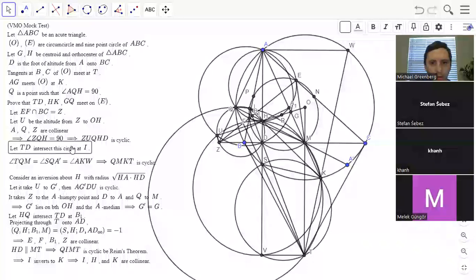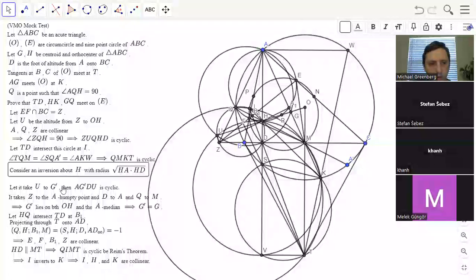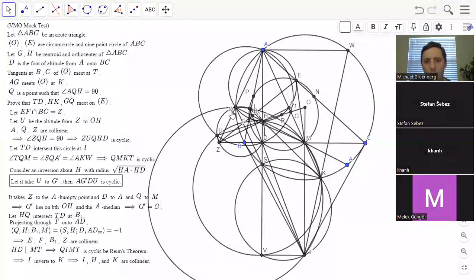Not in this part. We know that those three concur. That is all right, but the Reim's theorem part: QIHD is cyclic, and we know that MT is parallel to HD. Oh, yeah, now I think you're right. QHD is QMT, and QHD is also QID, which is QIT. So I think we're okay there.